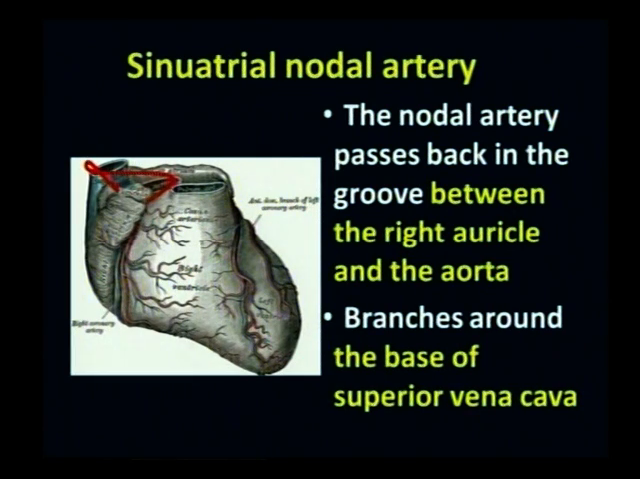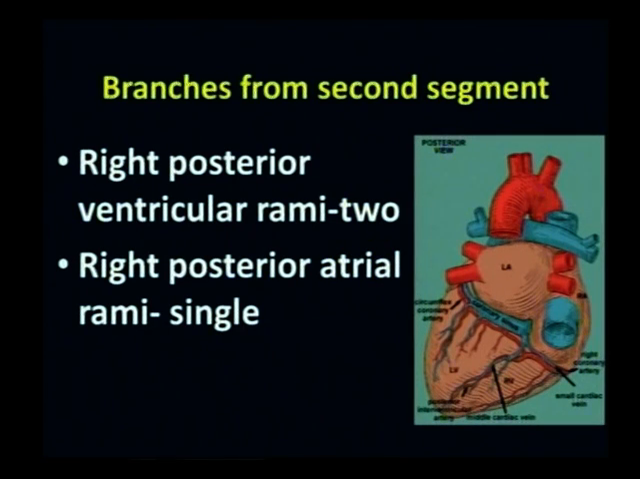Then we have to see the branches from the second segment. As I already told, these branches from the second segment will also supply the right atrium and right ventricle, but the posterior surface and diaphragmatic surface. Right posterior ventricular rami, 2 in number, and right posterior atrial rami, usually single, supply the posterior surface of the right atrium.